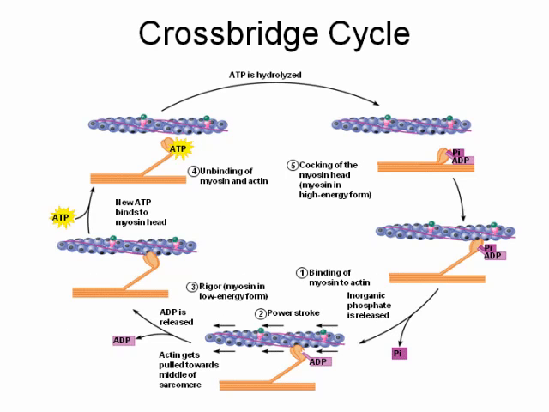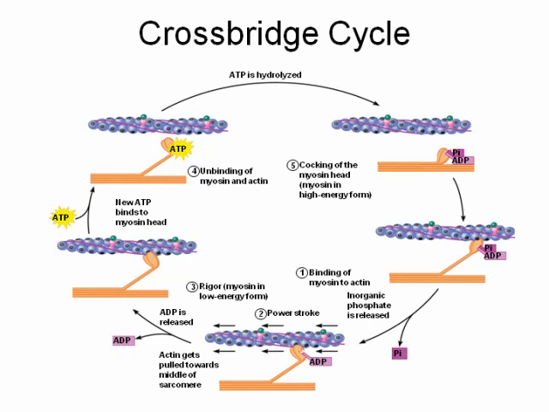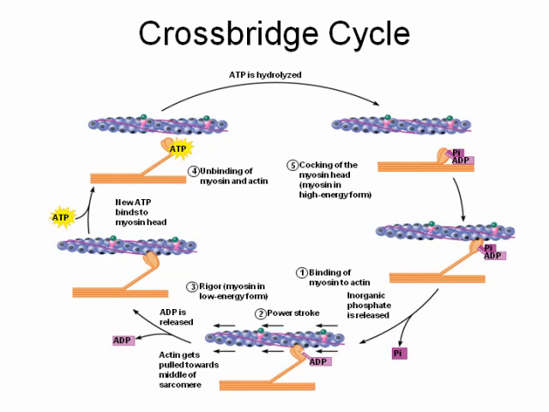So I've more or less walked you through this cycle in switching back and forth between the two slides. There's one additional thing I want to point out. Step 3 here, which they refer to as rigor, is when myosin is in the low energy state. So that goes back here. This is what we refer to as rigor. Rigor sounds like the word rigid, and it's when the muscle is tense. It's when it is rigid.